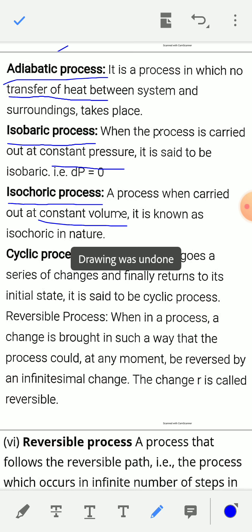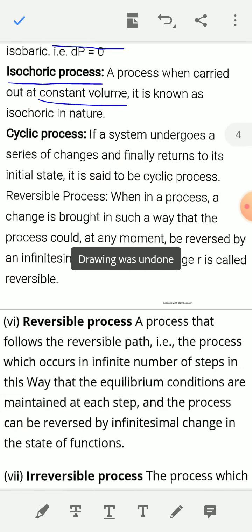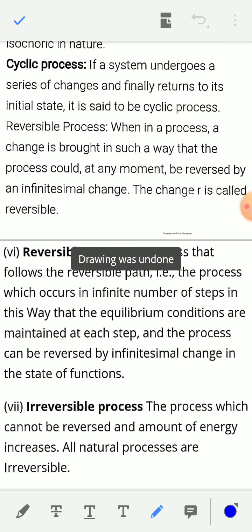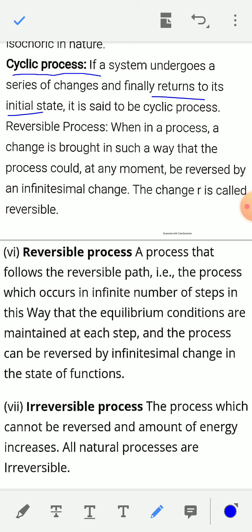I am discussing different types of processes: isothermal, isobaric, isochoric, and then cyclic process. Cyclic process: if a system undergoes a series of changes and finally returns to the initial state, then it is said to be a cyclic process.